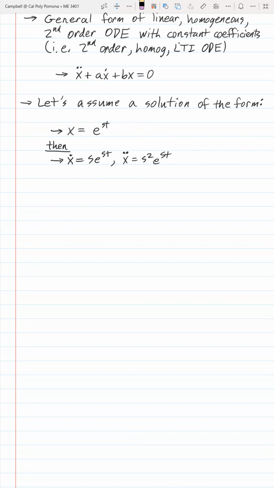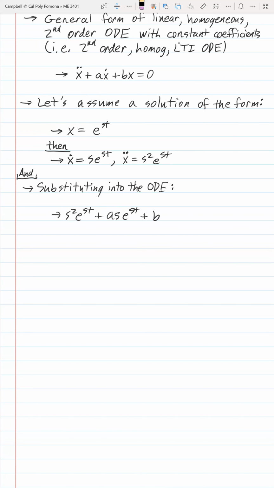So going ahead then and substituting into our differential equation, we then get s squared e to the st plus a, not two a's, a s e to the st plus then b e to the st, because remember x was assumed to be that initially, so that just comes in for x. And of course, that whole thing is equal to 0.